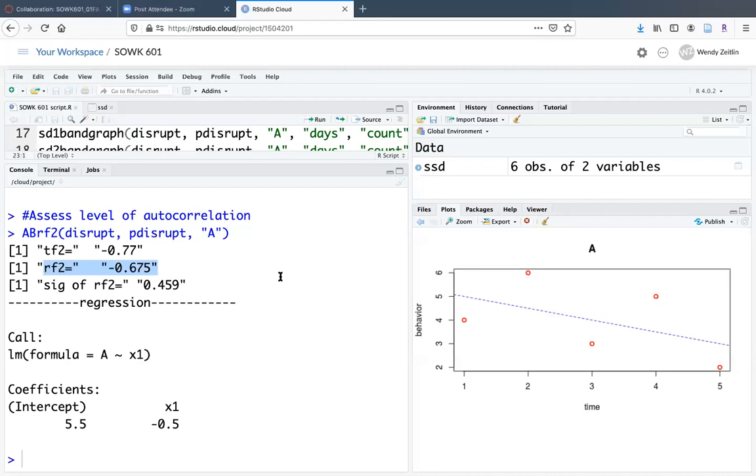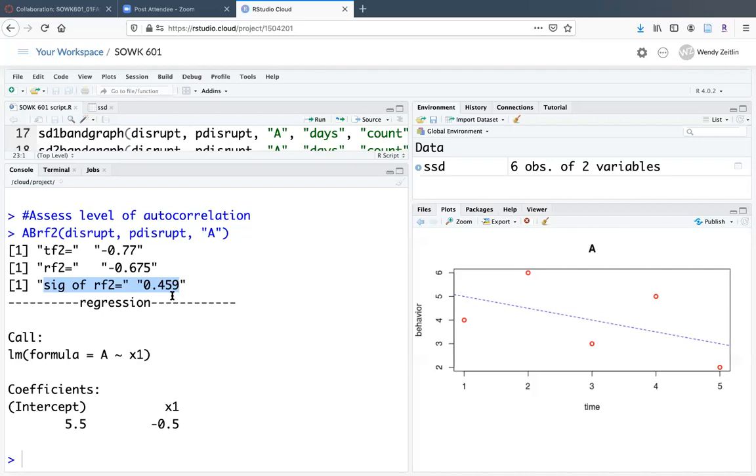The question is, since it is high, is it significant? And here we're going to look at the significance of the RF2. And we see that this is well above our 0.05 threshold. So even though we observe a high level of autocorrelation, it's not significant. And so at least for now, we can assume that the observations in the baseline are independent of one another.